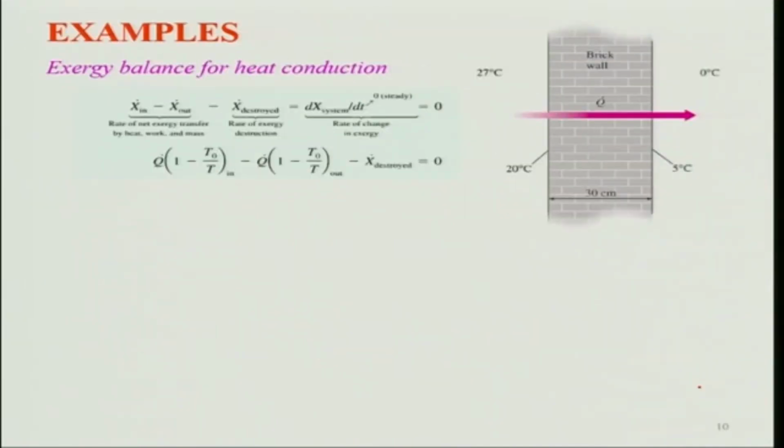We can do certain examples now in order to demonstrate this exercise for the exergy balance. So this is exergy balance for heat conduction. The atmosphere on the left side of the brick is 27.